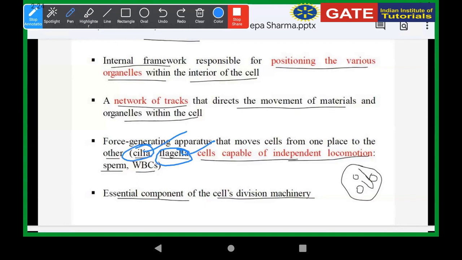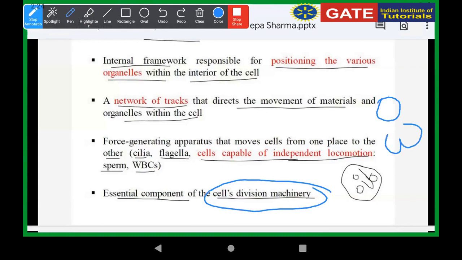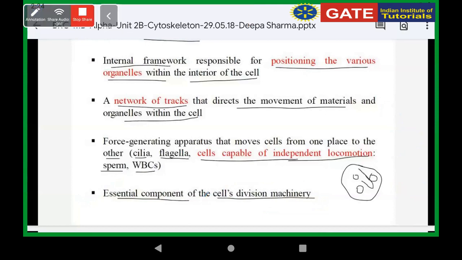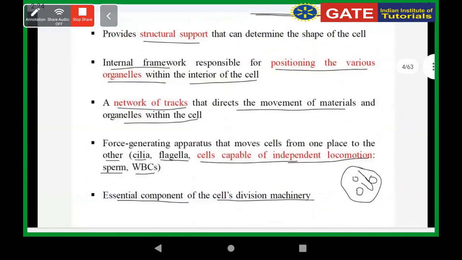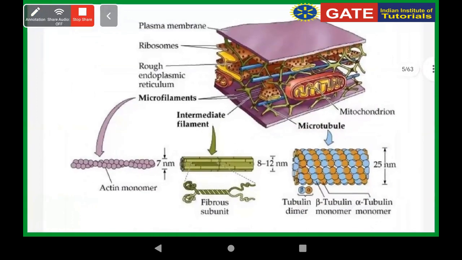And the cytoskeletal filaments are essential for cell division. One cell undergoes division to form two cells, so this division is also due to the cytoskeletal elements. Do you know spindle fibers during cell division? Yes, ma'am. Those spindle fibers are made up of a cytoskeletal element, that is actin protein. So these are the various important functions of the cytoskeleton.